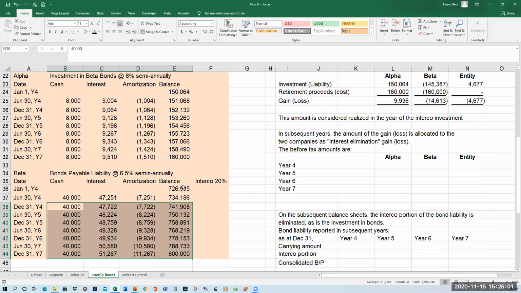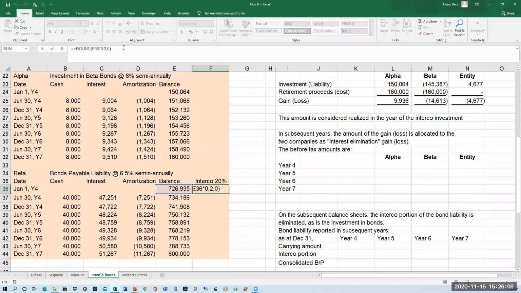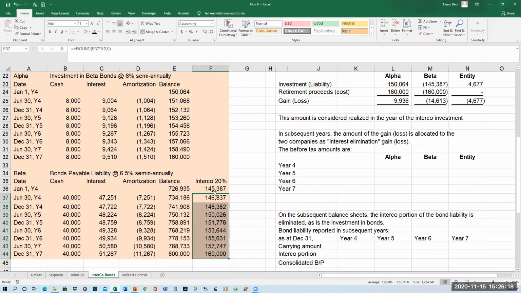Now keep in mind the intercompany portion is 20%. So as of Jan 1st, year 4, the intercompany portion was 20% of 726,935. In subsequent years, this intercompany portion of the bond liability will also creep up, all the way up to 160,000. Just as the bond investment goes up to 160,000, similarly, the intercompany portion of the bond liability will increase to 160,000.